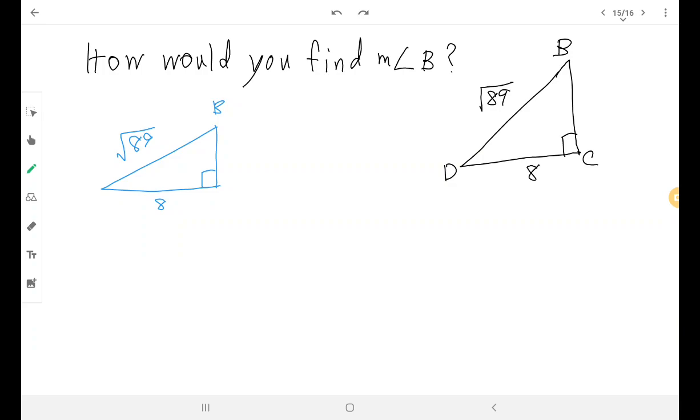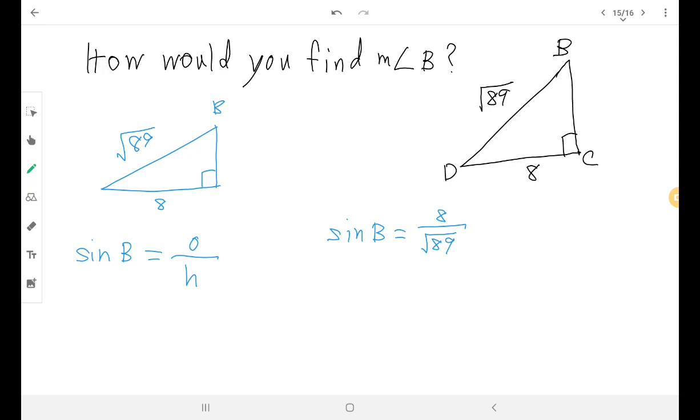So I've got opposite and I've got hypotenuse, and so this is sine, right? The sine of B equals opposite over hypotenuse. So the sine of B equals 8 over the square root of 89. I'm just filling in things that I know, okay?